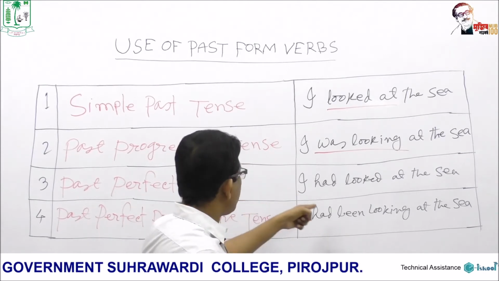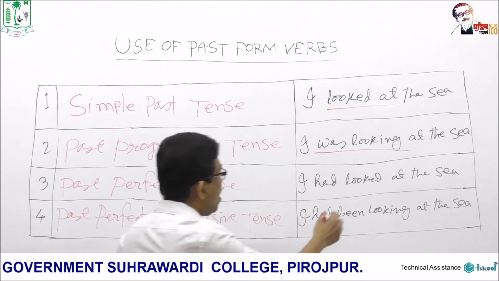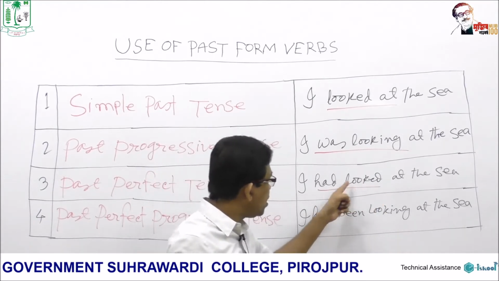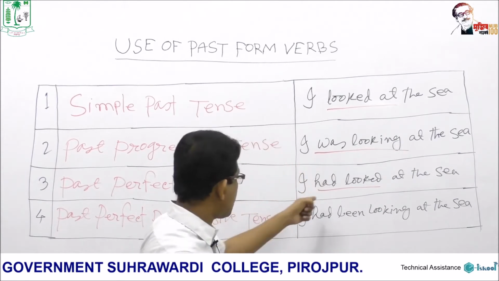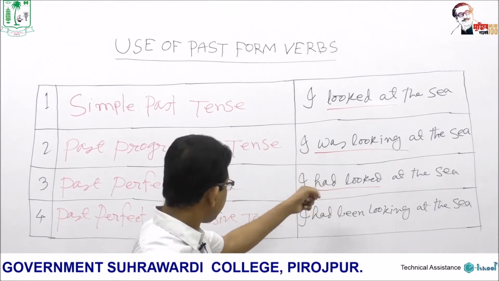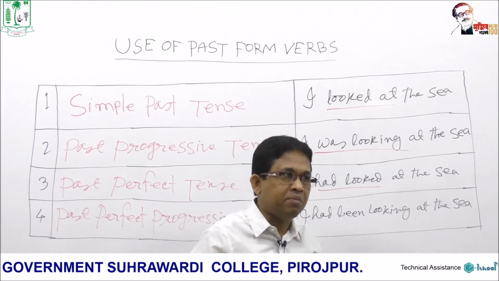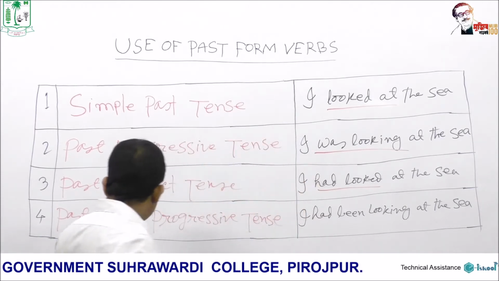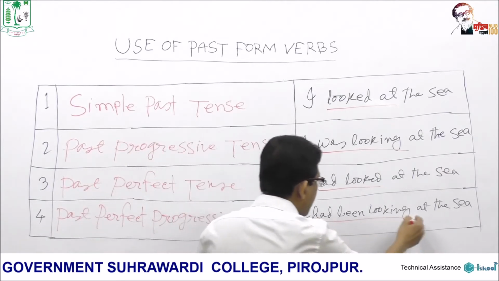Then the third form is I had looked at the sea, the past perfect tense. I had looked. So we have to use had before the past participle form of verbs in the case of past perfect tense. I had looked at the sea. And these verbs indicate some completed action. And then past perfect progressive tense. I had been looking.